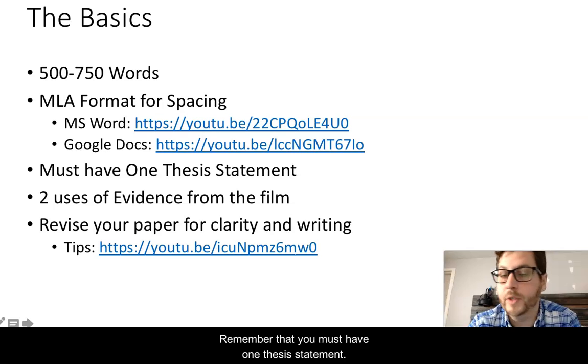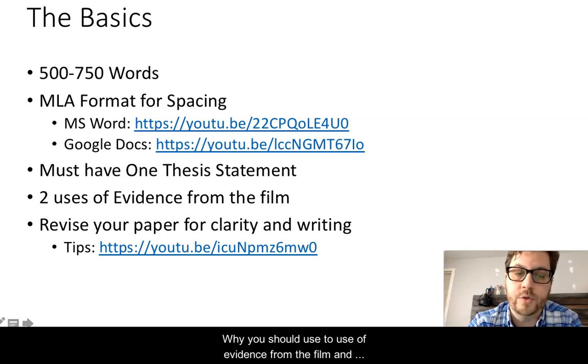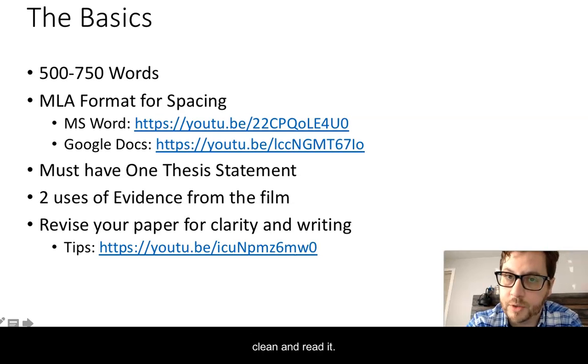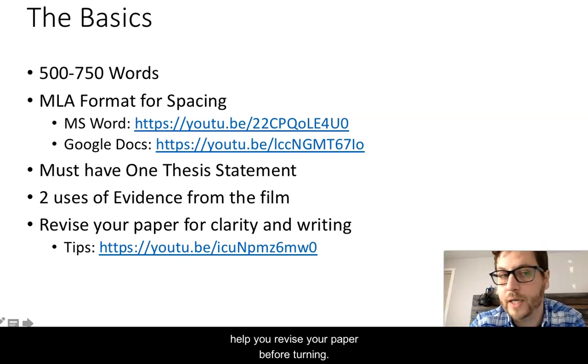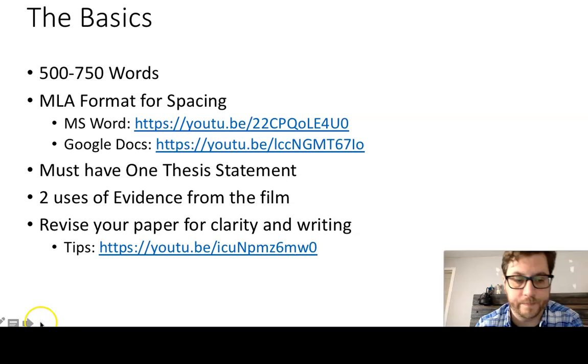Remember that you must have one thesis statement. You should use 2 uses of evidence from the film, and you should spend some time making sure that your paper is clean and readable. Attached to this PowerPoint are some tips to help you revise your paper before turning it in.